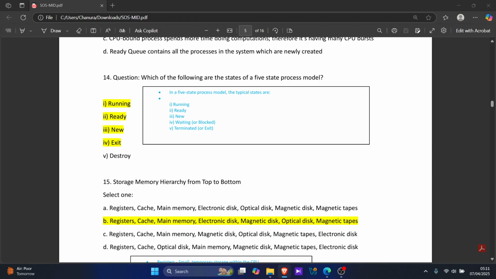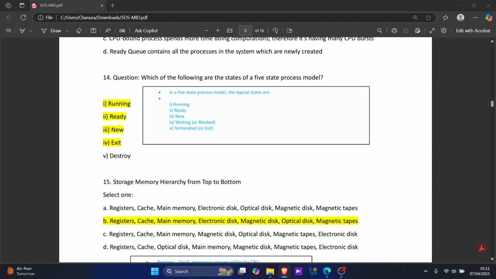Okay, so I need to figure out which of the listed options are the states in a 5-state process model. The options given are running, ready, new, exit, and destroy. Let me start by recalling what I know about process states in operating systems. From what I remember, processes in an operating system can be in various states depending on their current activity.